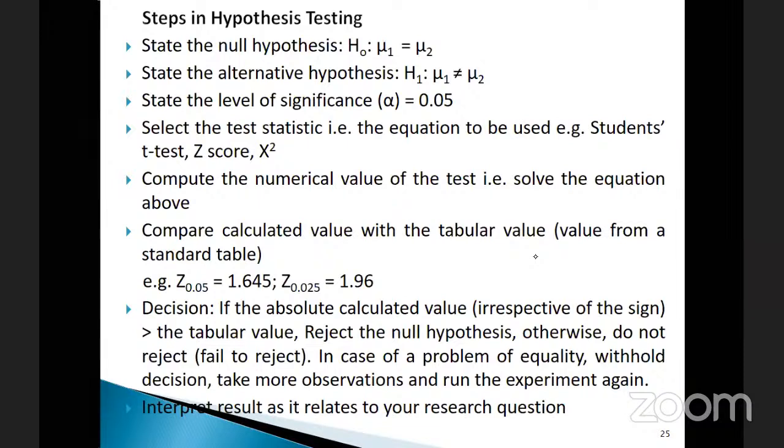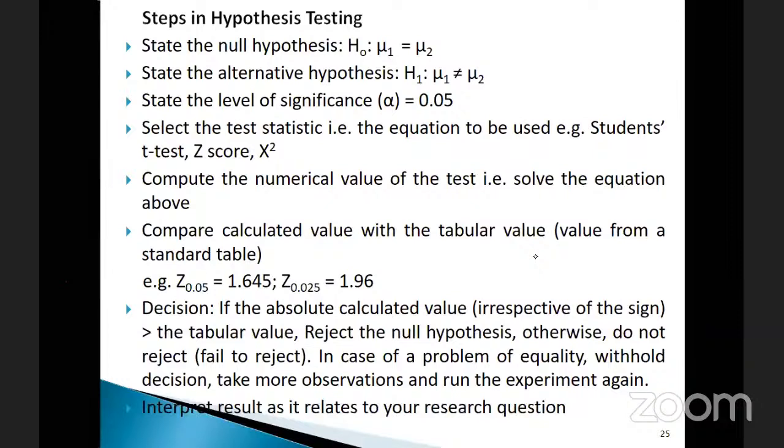And then the level of significance alpha, which translates to what we call rejection region. If it is one-tailed, your alpha is 0.05, which is 5%. And if it is two-tailed, you now do alpha over 2, which will be 0.025. You divide the 0.05 into 2. And the next thing is to select the test statistics. That is the equation. Now, there are different equations, maybe the z-score test, the student t-test, the chi-square test, the ANOVA. All these are the possible tests we use in statistics.